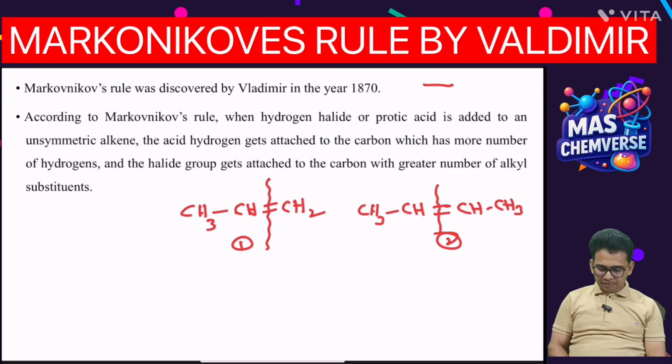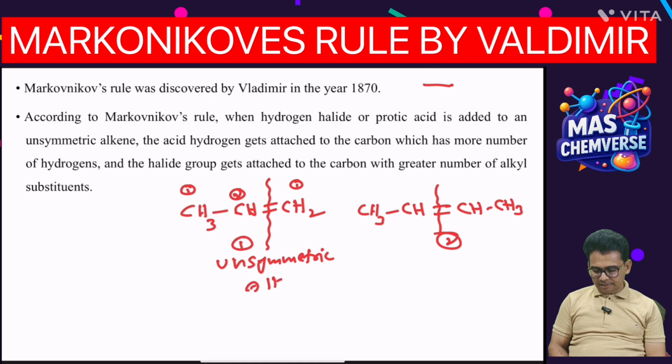Observe around the double bond. On this side of the double bond, two carbons are present: one, two. On this side, only one carbon is present. That's why this alkene is called an unsymmetric alkene. Remember, unsymmetric alkene.